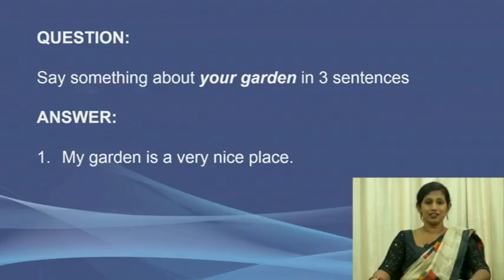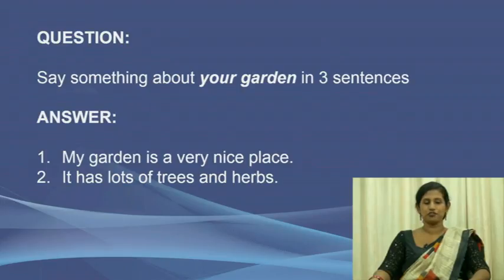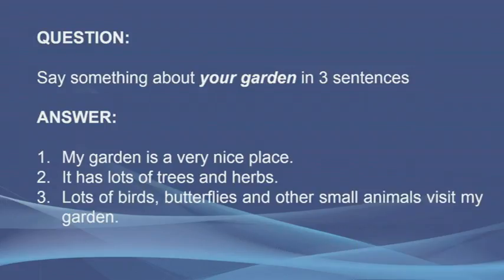My garden is a very nice place and it has lots of trees and herbs. So big trees and little plants, herbs, and third sentence, lots of birds, butterflies and other small animals visit my garden. So this is very easy. You can make a basic sentence out of it. So do not think that the practical test is difficult. It is this easy. So what else can you say about your garden if I go into this question?